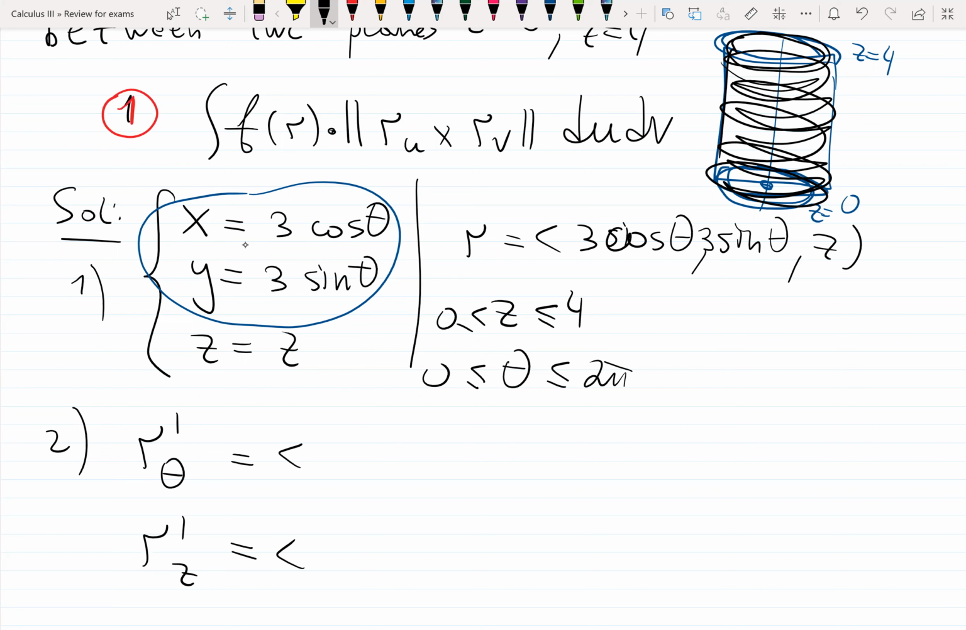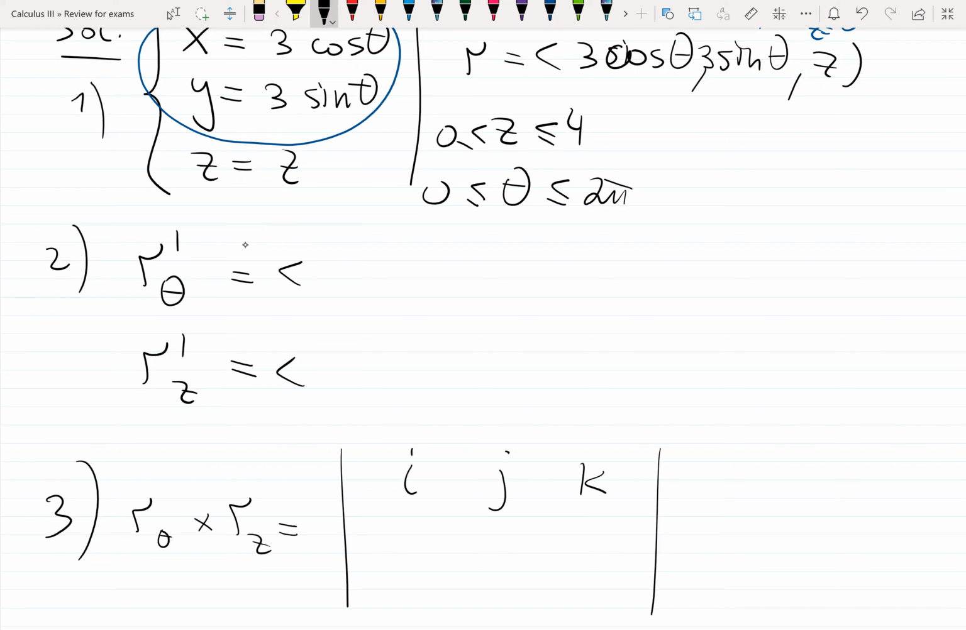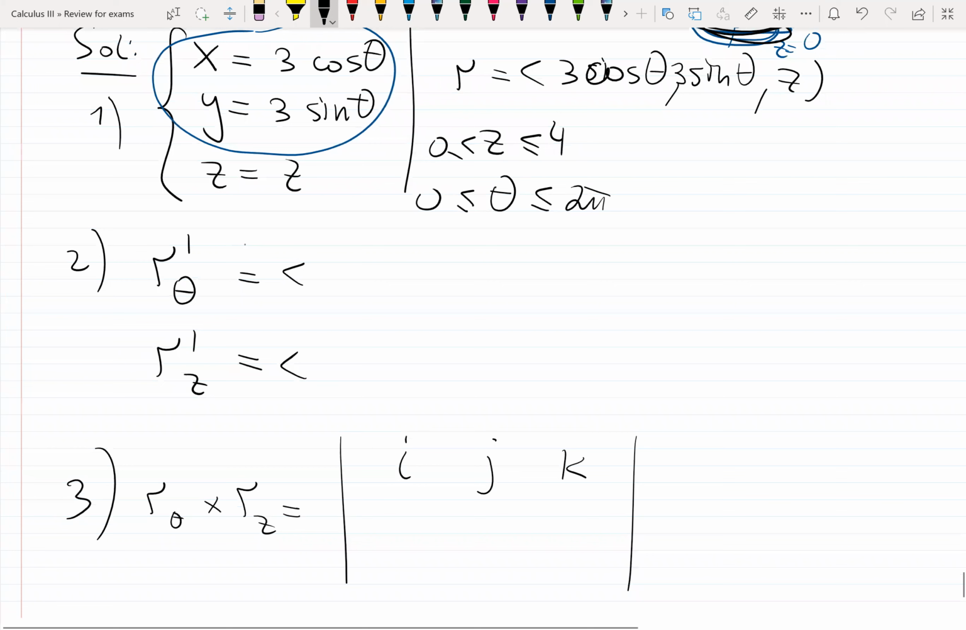Derivative with respect to that, derivative with respect to this. I would just skip this step and start building the cross product right away, because you need to write them down over there anyways. I, J, K. Now write it here instead. Derivative of R with respect to theta: minus 3 sine theta. That's the first component with respect to theta. Second component will give you 3 cosine theta, z with respect to theta, 0. And then all of this with respect to z: 0, 0, 1. So you see, it saves you time.